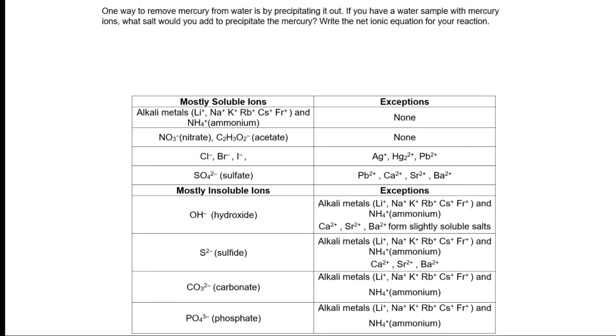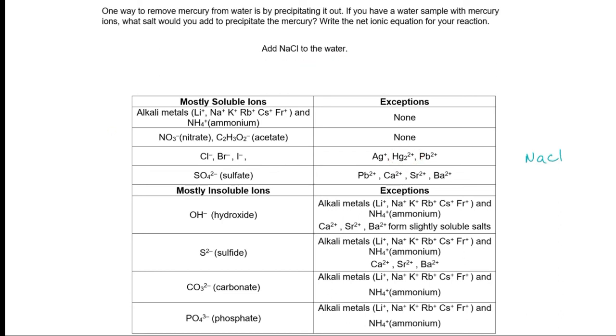Now we can use just about any chloride salt. What if we just use table salt? Remember, table salt is just sodium chloride. That will give us chloride ions because it is a soluble salt, and that should form an insoluble salt with mercury. Let's add table salt to the water.